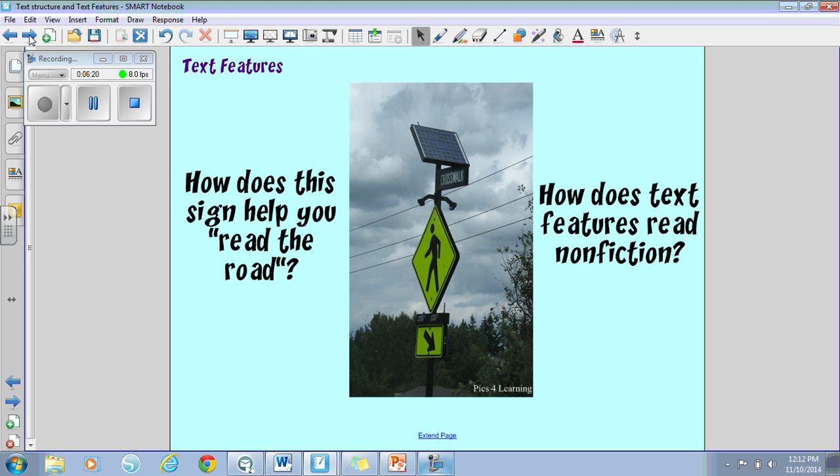Next, we're going to discuss the text features. Look at this picture. How does this sign help you read the road? Drivers use features of the road to navigate. Readers must also use the features to navigate through books, articles, and many other texts. It is important, as it is when you turn 16, to know what the signs mean. It will help you navigate freely.